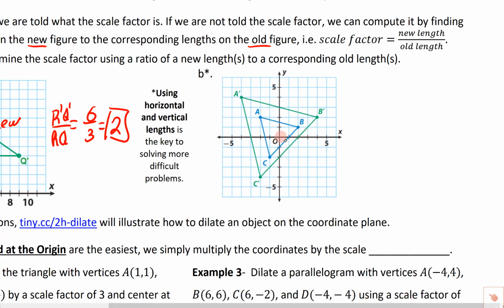It's rotated just a little bit. So we've got the old one, the small one on the inside, and the new one, so here's A prime, B prime, and C prime, that one's a little bit bigger. So we know the scale factor must be bigger than 1 because it got bigger.